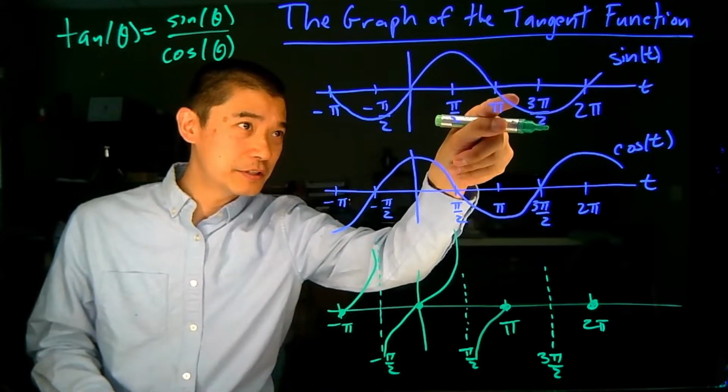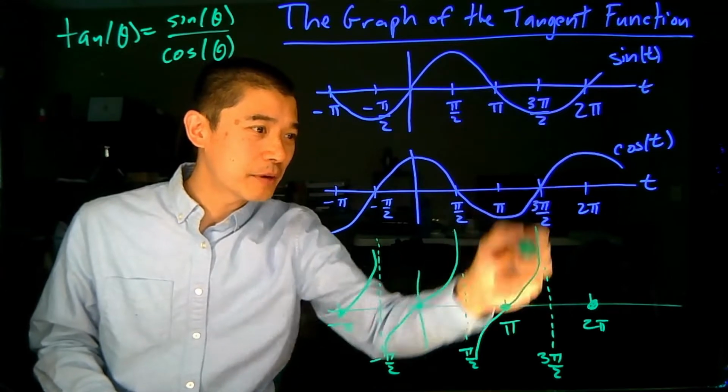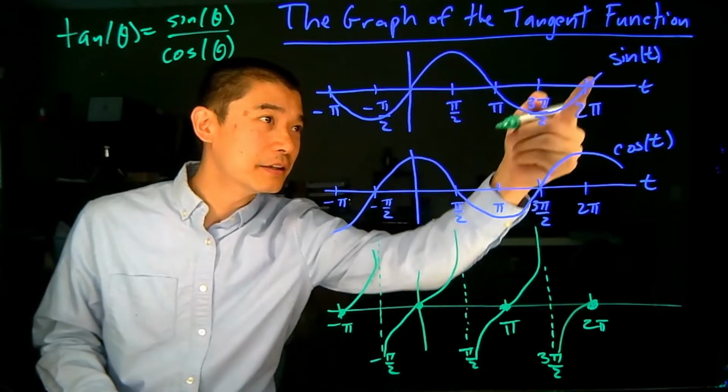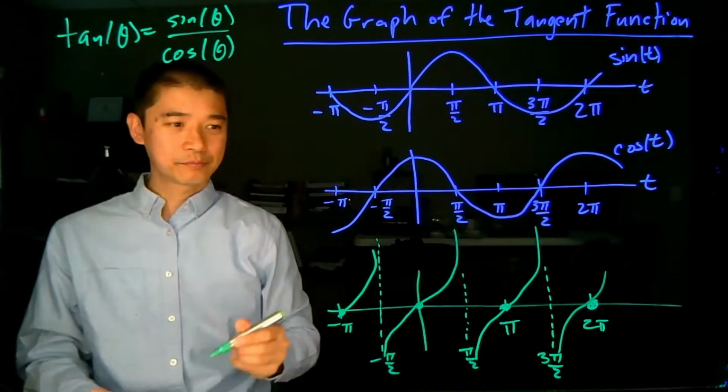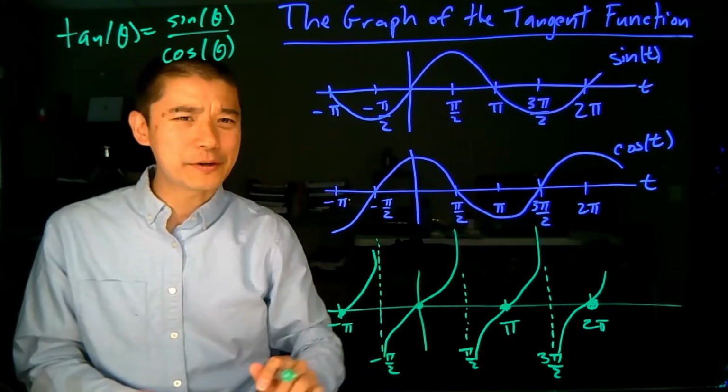And the next interval is negative over negative, which is positive again. Negative over positive. And then this next one will be positive. And from this analysis, we can get the general shape and some of the general properties of the tangent function.